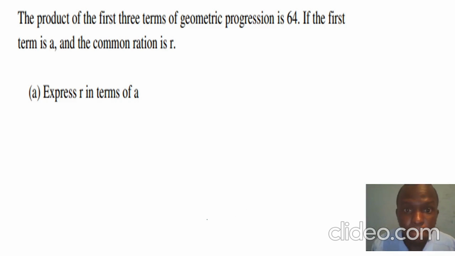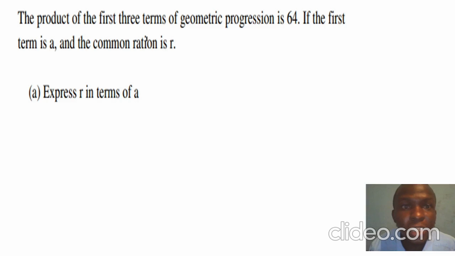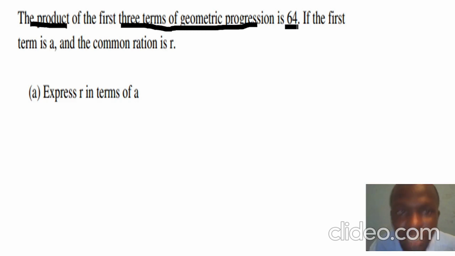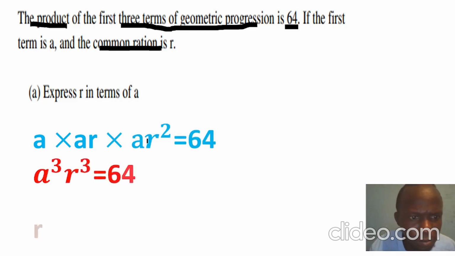So here we have to understand what the question demands. The product means we are multiplying the 3 terms of the geometric progression, and after we multiply the 3 terms, we have to arrive at 64. The question is telling us to get the common ratio, having that information. And so A times AR times AR squared is equal to 64. A cubed times R cubed is equal to 64.